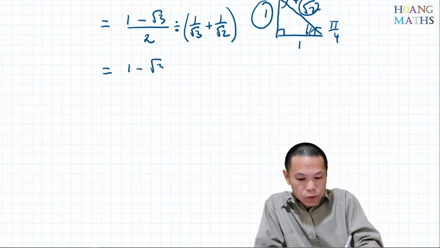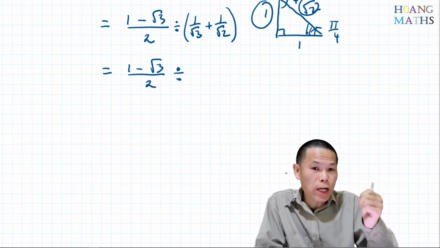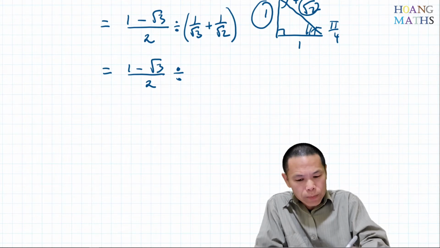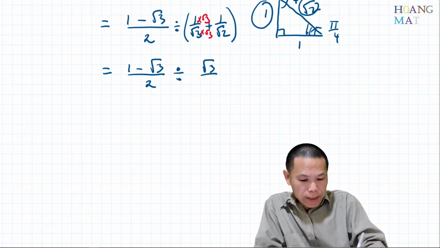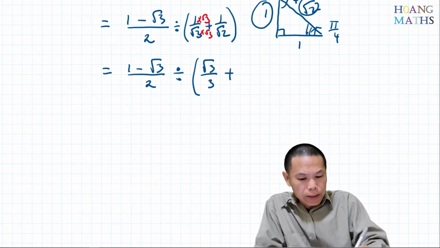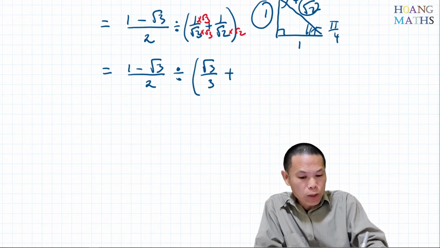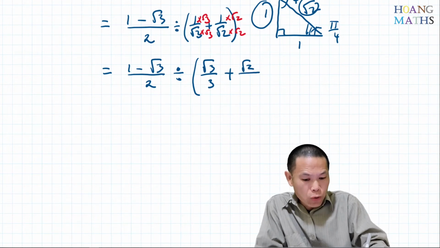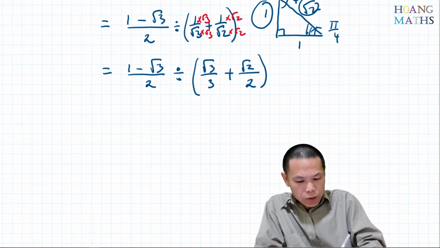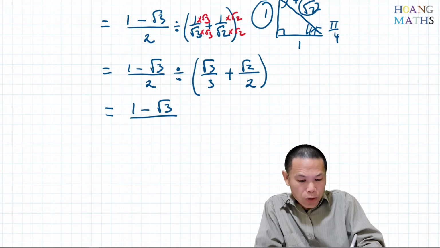So that will give me, let me just move this up. 1 minus square root of 3 over 2 divided by, now to work it out, I just rationalize the denominator first, okay? So first one, I times by root 3 over root 3. So that will give me root 3 over 3. And then we add, so this one, I times root 2 over root 2. So I just rationalize it. So that becomes root 2 over root 2 times root 2, which is 2. So now I just simplify further. So this will give me 1 minus square root of 3 over 2.